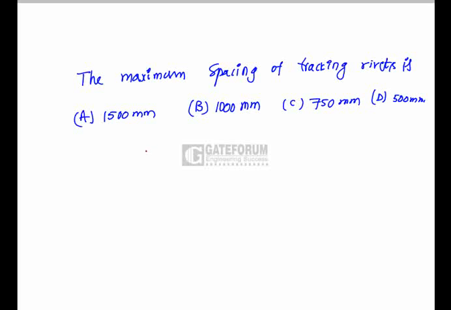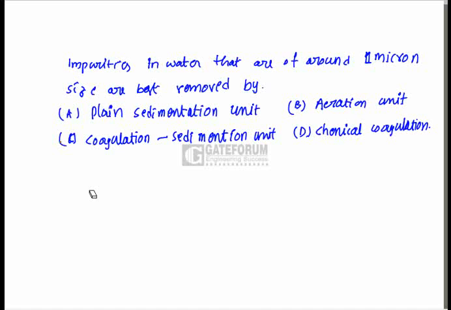From the code, for the tacking rivets, we know the maximum spacing that we can provide is 1000 mm. So answer B is correct. Here the question is the impurities in water that are of around 1 micron size are best removed by. Directly we can say by chemical coagulation.